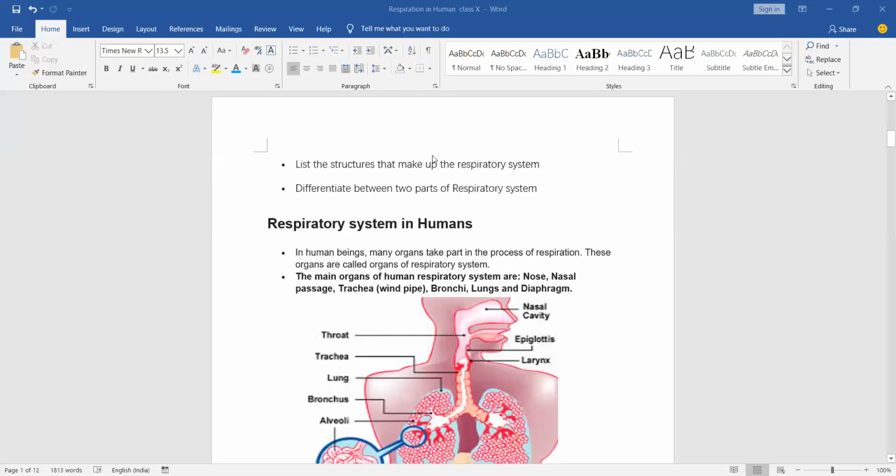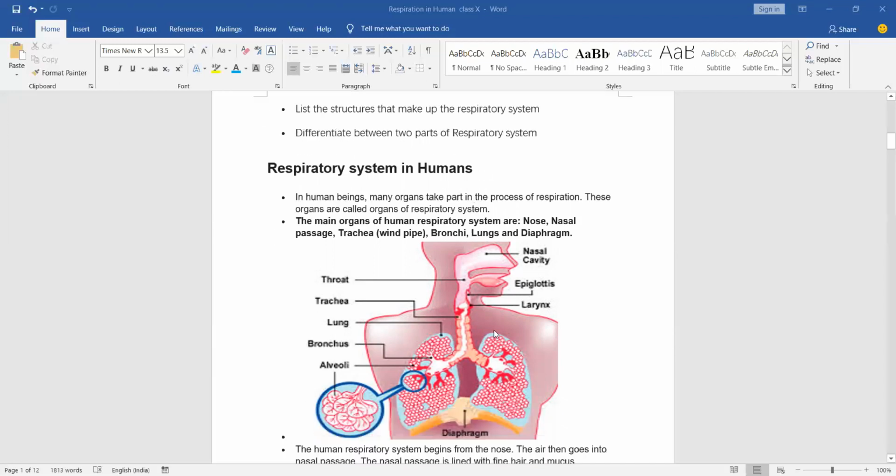Now, students, I'm going to start the topic, respiratory system in humans. As the diagram is visible in front of you, in human beings, the main organs involved in the process of respiration are the nose, nasal passage, trachea, which is also known as the windpipe, bronchi, lungs, and diaphragm.